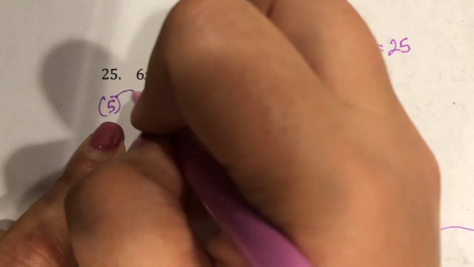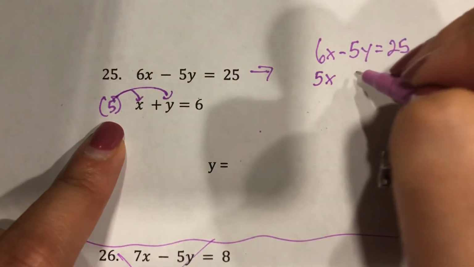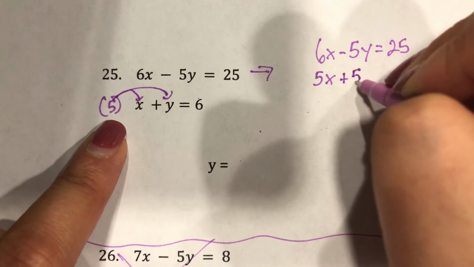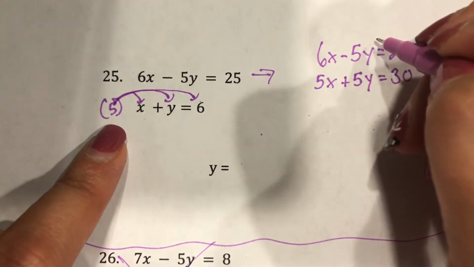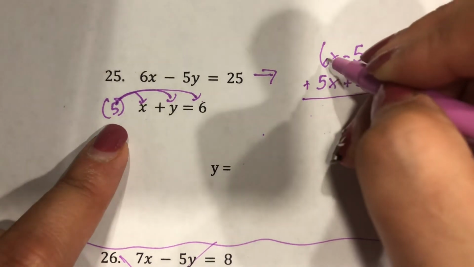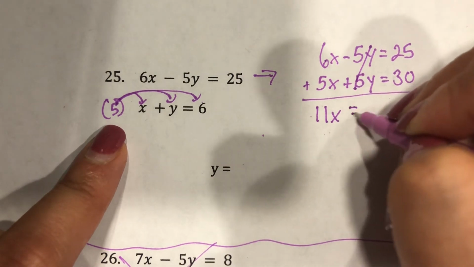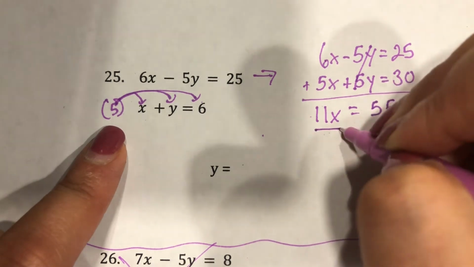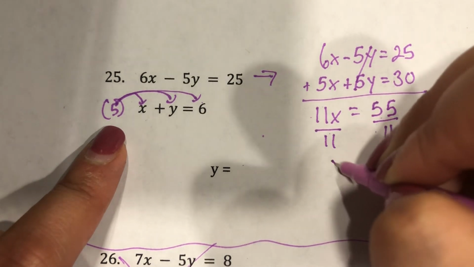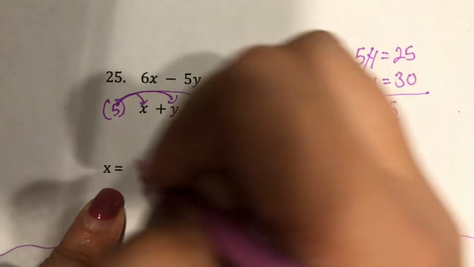I'm going to distribute. 5 times x gives me a 5x. 5 times y, plus 5y equals 5 times 6 is 30. So let's add this up. 6 and 5 give me 11x. My y's go away, equals 25 plus 30 is a 55. Divide both by 11. X equals 11 goes into 55 5 times, so that's my x.